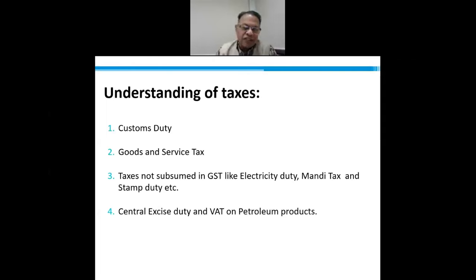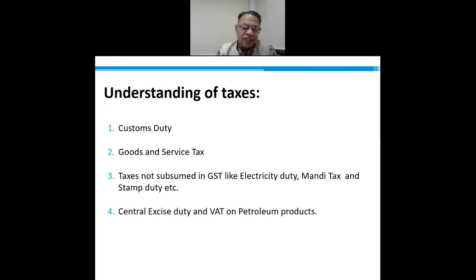When you import the goods against advance authorization, you are not paying any taxes, any GST. You're not going to get credit. You export the goods under LUT. There is no question of taxation at all. Taxes not subsumed in GST.